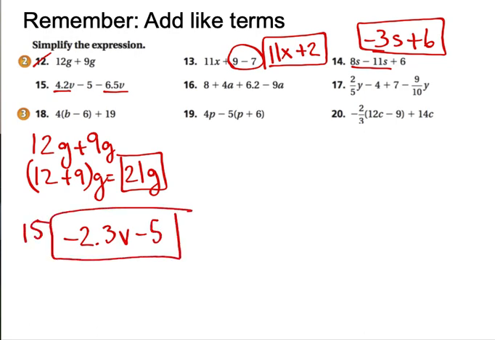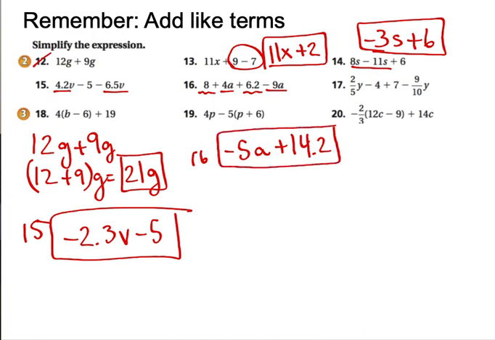Okay, number 16. Look for like terms. We've got the 4a and the negative 9a, which together make negative 5a. 4 minus 9 is negative 5. And then we've got the 8 and the plus 6.2, which make 14.2. So you get negative 5a plus 14.2.